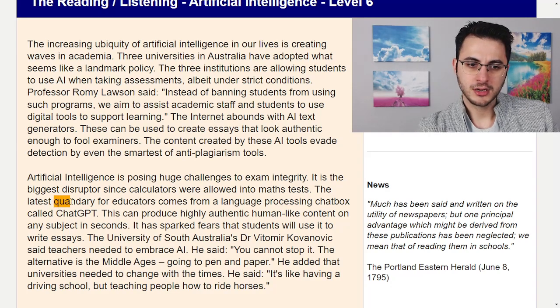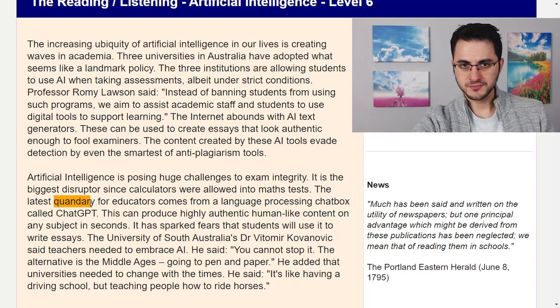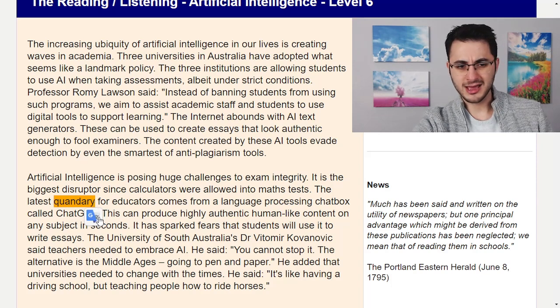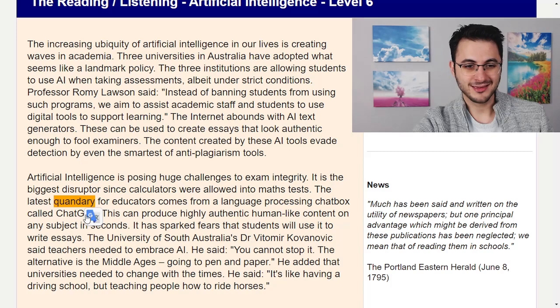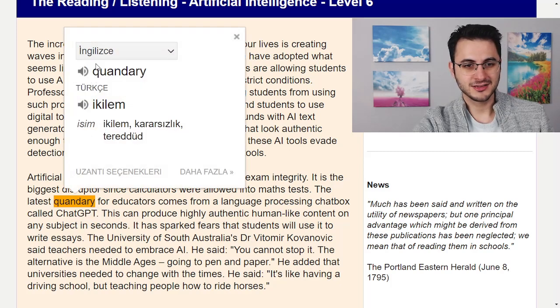Okay, so quandary. This is the first time I see this word. I have never heard this word being used, and you will never hear it from anywhere else, I think. So let's look at it. Okay. All right.